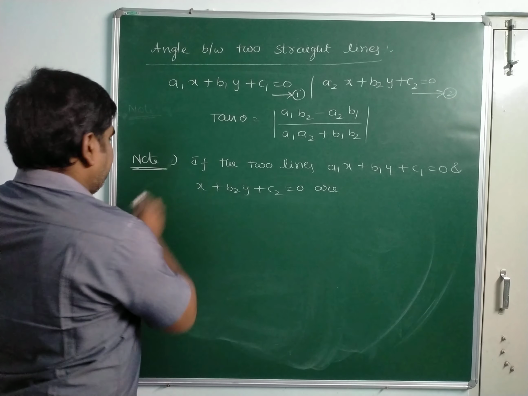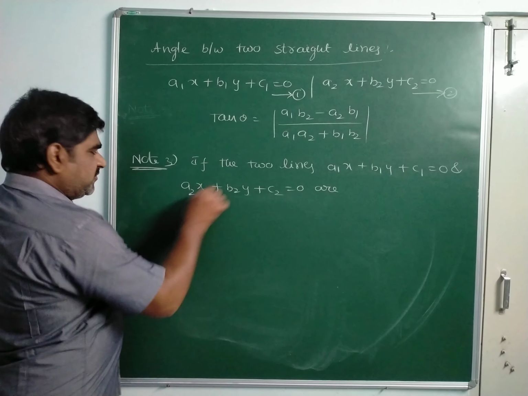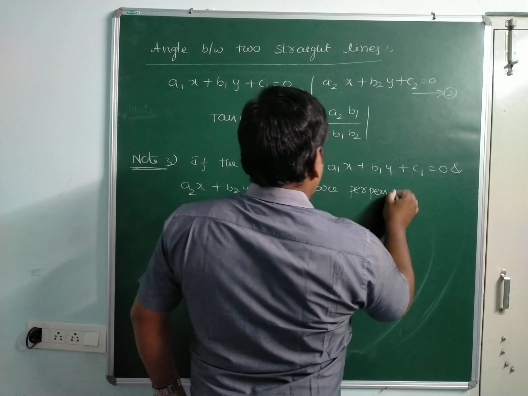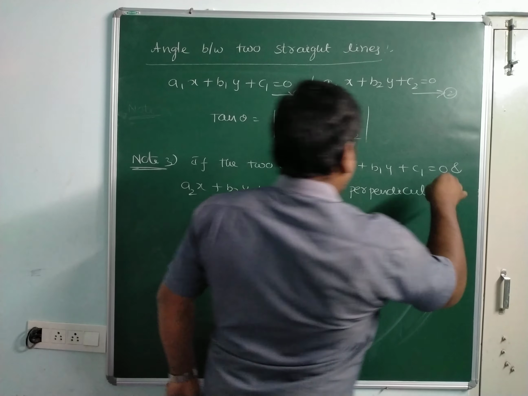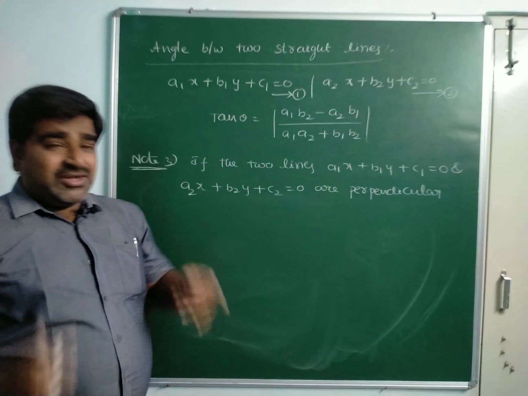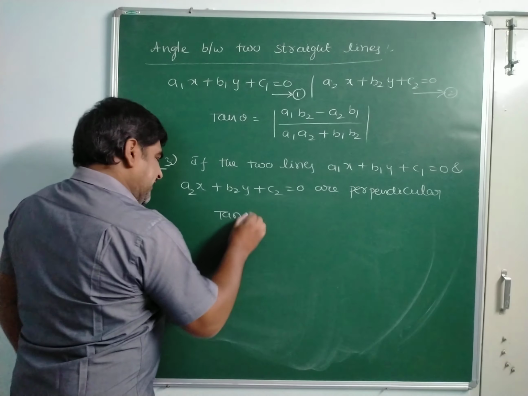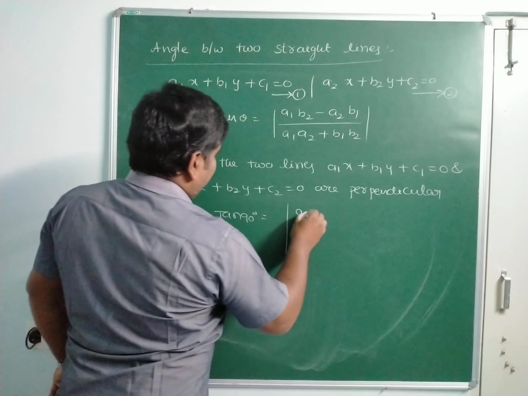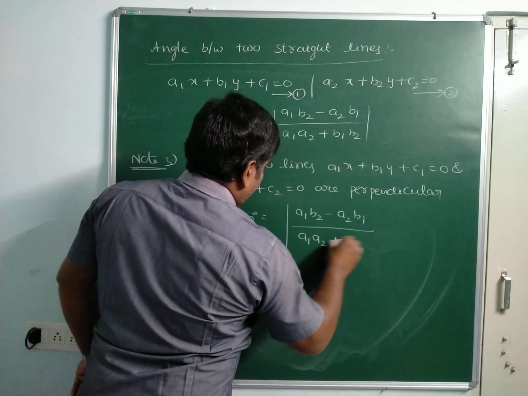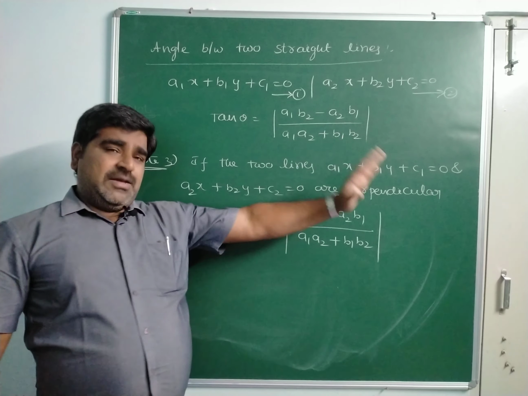Point number 3. If the two lines a1x plus b1y plus c1 equals 0 and a2x plus b2y plus c2 equals 0 are perpendicular to each other, then the angle between the two lines is 90 degrees, so theta is 90. Just substitute 90 there. Tan 90 degrees is equal to modulus of (a1 b2 minus a2 b1) by (a1 a2 plus b1 b2). Tan theta is equal to modulus of (a1 b2 minus a2 b1) by (a1 a2 plus b1 b2), right?